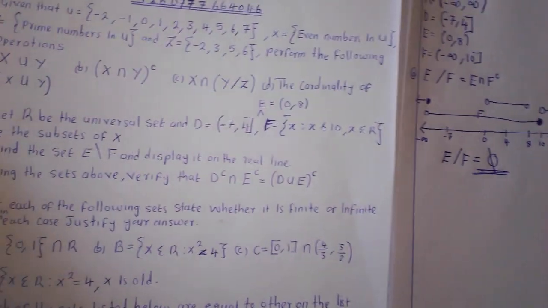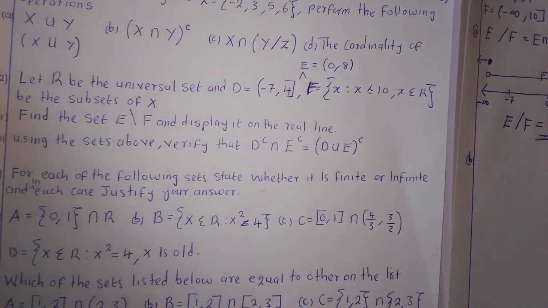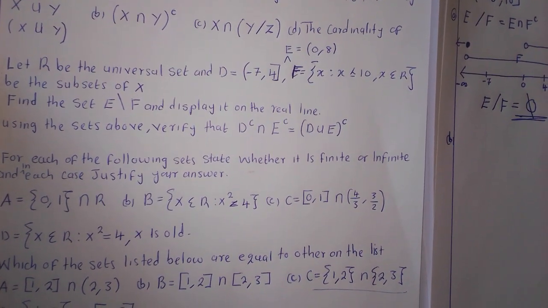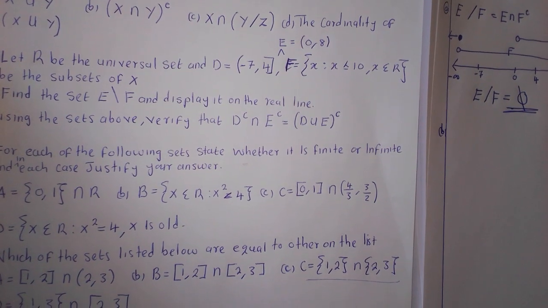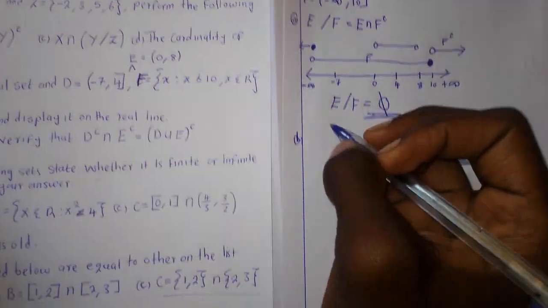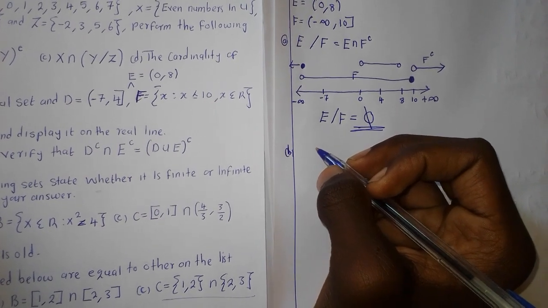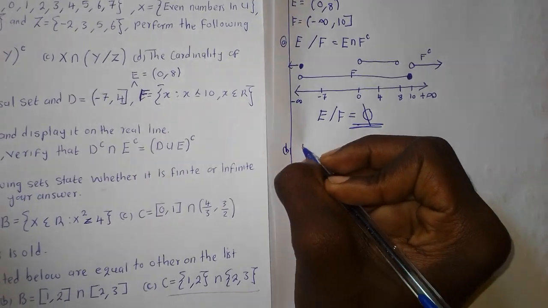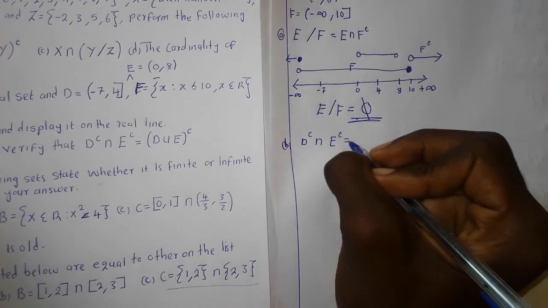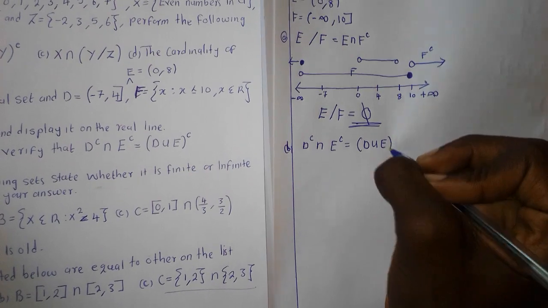Now we come to B. B is saying, using the sets above, verify that D complement intersection E complement is equal to D union E complement. I'm sure you've seen what's there. Now, this theorem is simply what we are calling De Morgan's theorem. So they want us to prove that D complement intersection E complement is going to equal D union E complement.